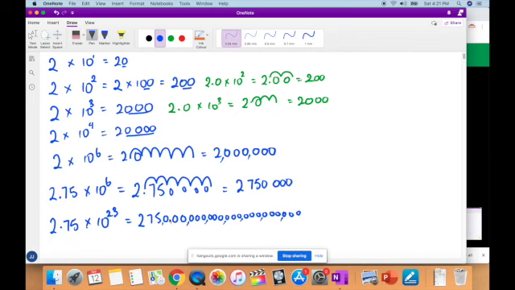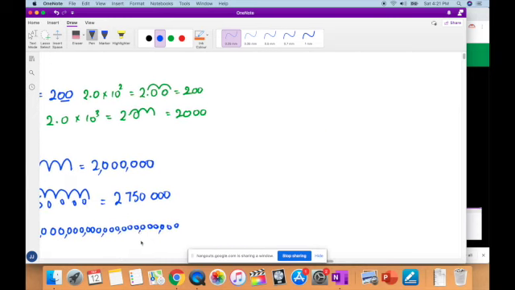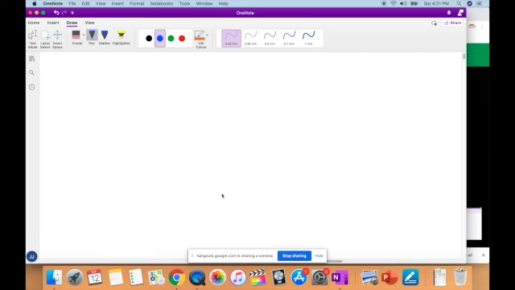So this is the thing about standard form. Very large numbers could be written in standard form, right? Watch how quiet you're all going to stay for this one, right? And remember all your laws of indices.